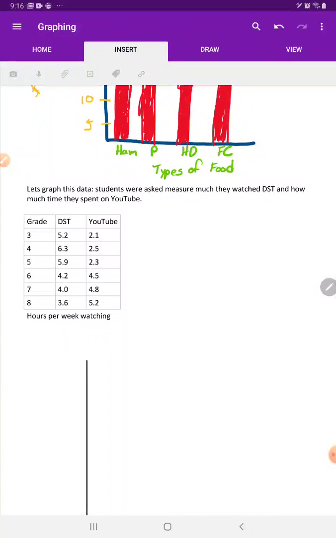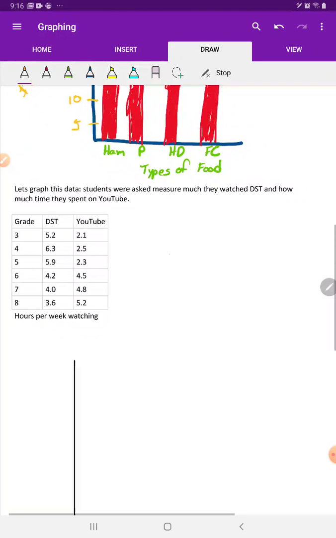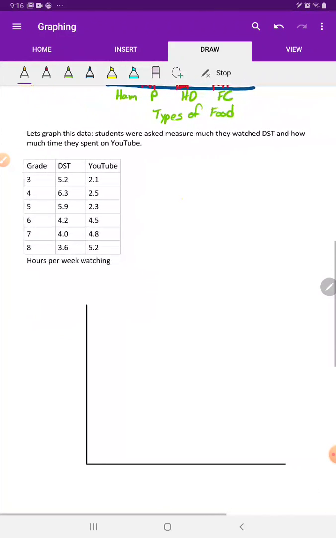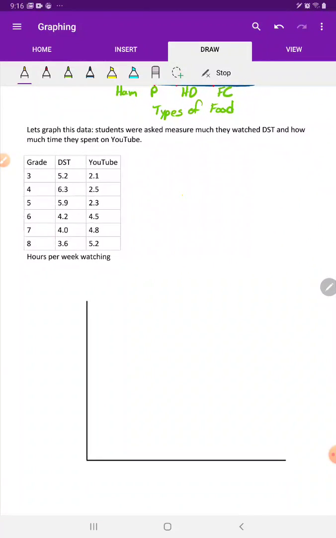Okay, so grade 6s, this is what we call a double bar graph, okay? And what you can see is we have two sets of data. You can also see I have decimal sets of data. So we start out doing the same thing as we did in the other one. We give this a title. So when we read what it says here at the top, students were asked to measure how much they watched DSTV versus how much time they spent on YouTube.